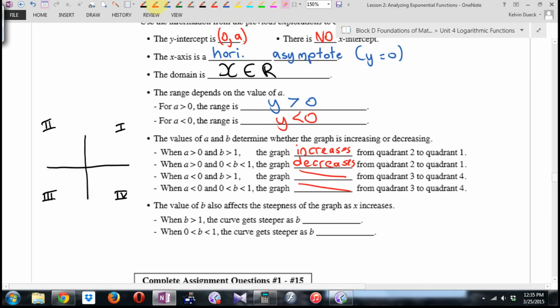Oh, and B also affects the steepness. As B increases the curve gets steeper, and the curve gets steeper as B decreases if it's a fraction. I'm less concerned with you, Mac, understanding these words. I'm much more concerned if you can do the little sketch that I did over there. And it all comes from every exponential graph looks like this or like this, and then flip it vertically as necessary if there's a negative.